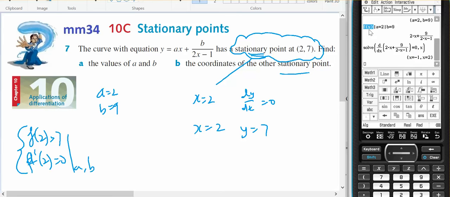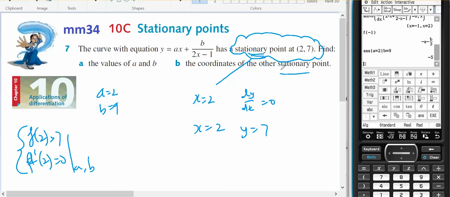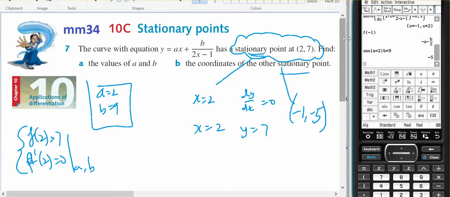So if I take f(x) and I make x equal to -1, and I know that, where's my a and my b? Given those, copy answer, paste, therefore -5. So the other coordinate is (-1, -5), and a equals... Now the rest of this I'm going to do as if I didn't have a calculator.